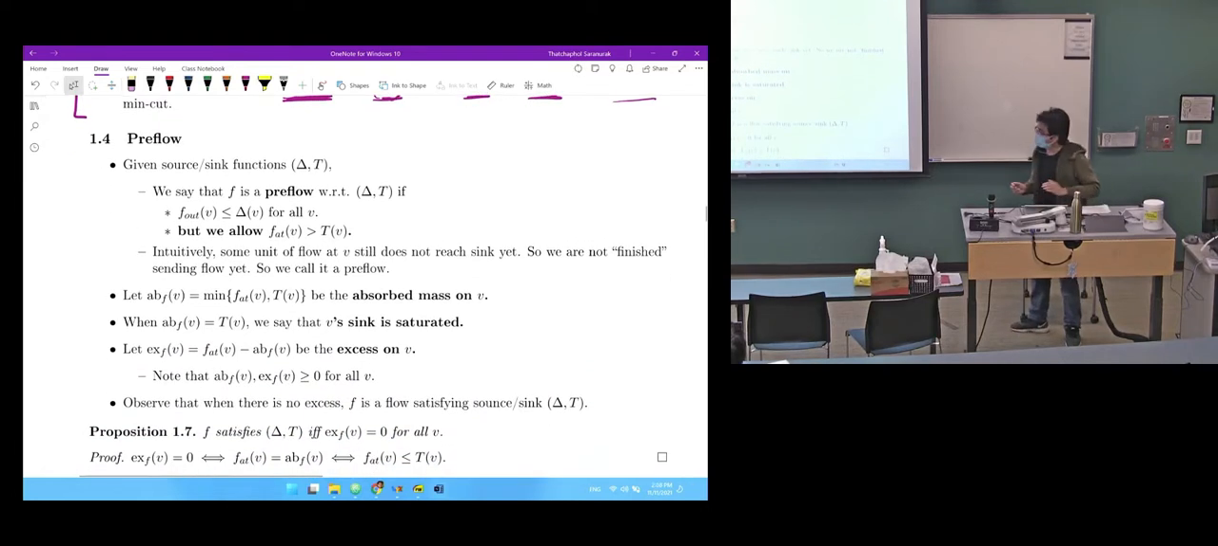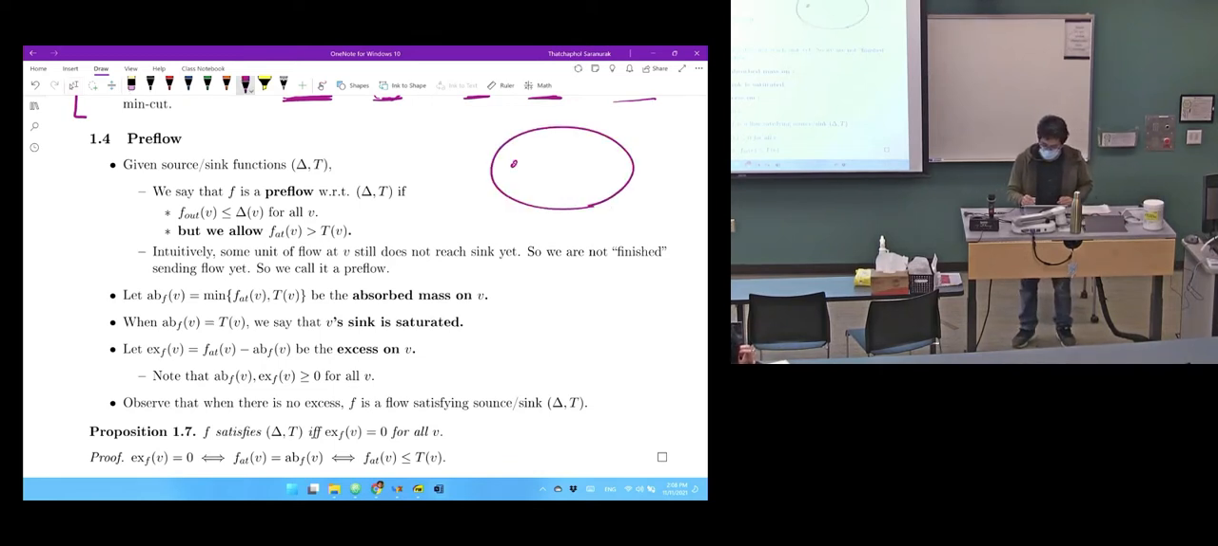Okay, so now we have the source-sink function. This is the way you should think about flow: there are some nodes with initial mass, and some nodes with sink capacity, and you want to send mass to the sink.